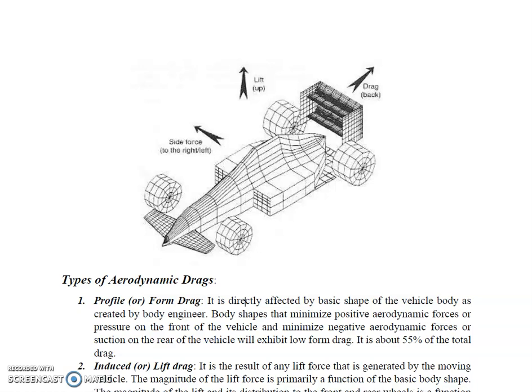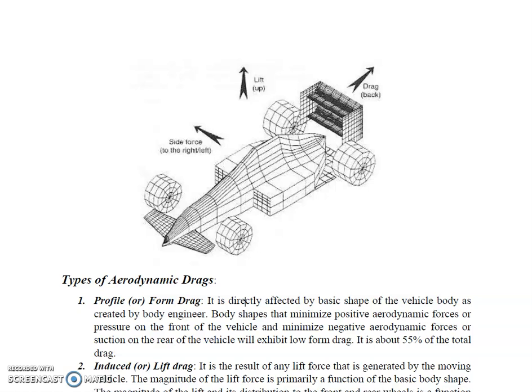Hello students, today we will discuss the different types of aerodynamic drag. In the picture you can see there are three forces. One is up, one is back, and another one is at the side, left or right.